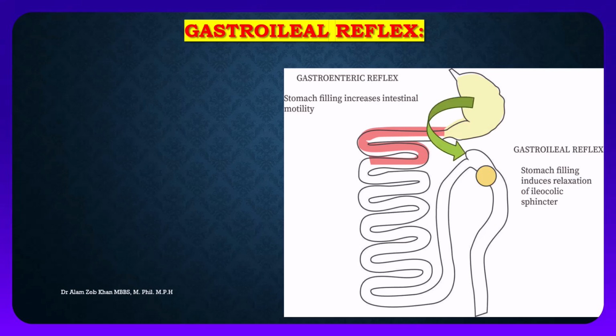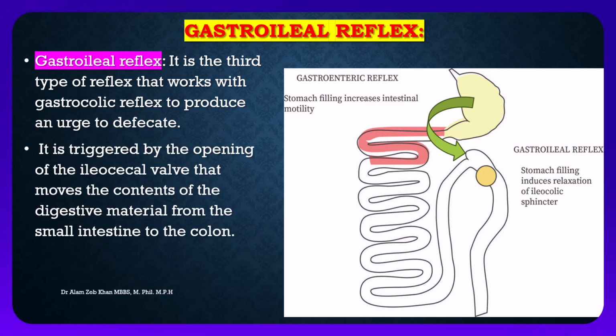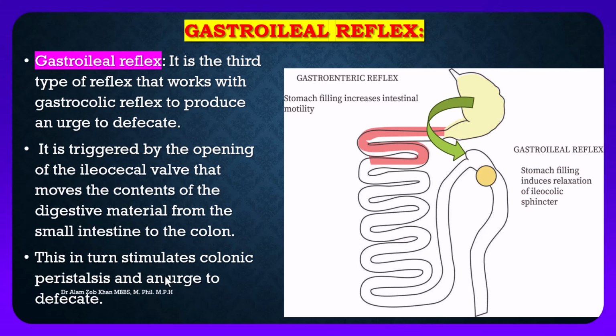Gastroileal reflex. This reflex originates in the stomach and acts on the ileocecal valve. It is the third type of reflex that works with the gastrocolic reflex to produce an urge to defecate. It is triggered by the opening of the ileocecal valve that moves the content of digestive material from the small intestine to the colon. This in turn stimulates colonic peristalsis and an urge to defecate.